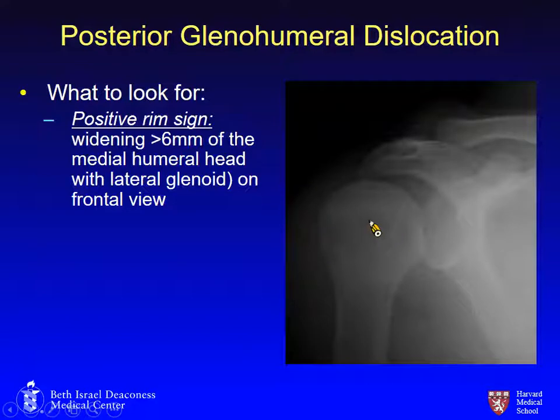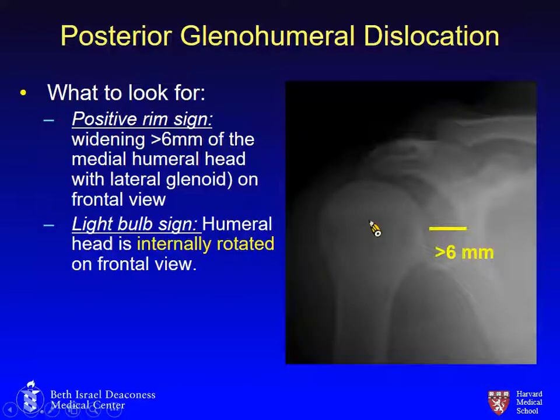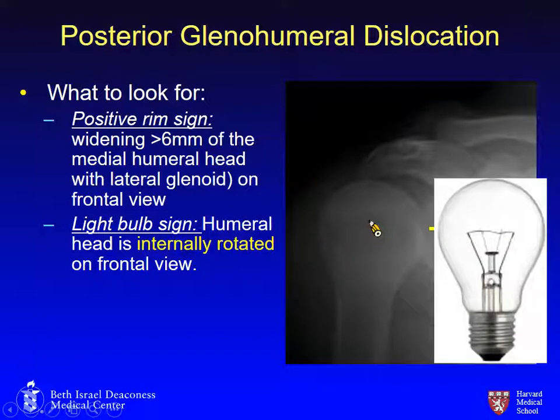One is to look for something called the positive rim sign. You usually get a widening along the medial aspect of the humeral head and the lateral glenoid. And number two is something called the light bulb sign. I find this very helpful. If you see the shoulder in internal rotation on all the images and it's locked in that position, you want to be very suspicious for posterior shoulder dislocation. Typically, you get this light bulb appearance to that humeral head.